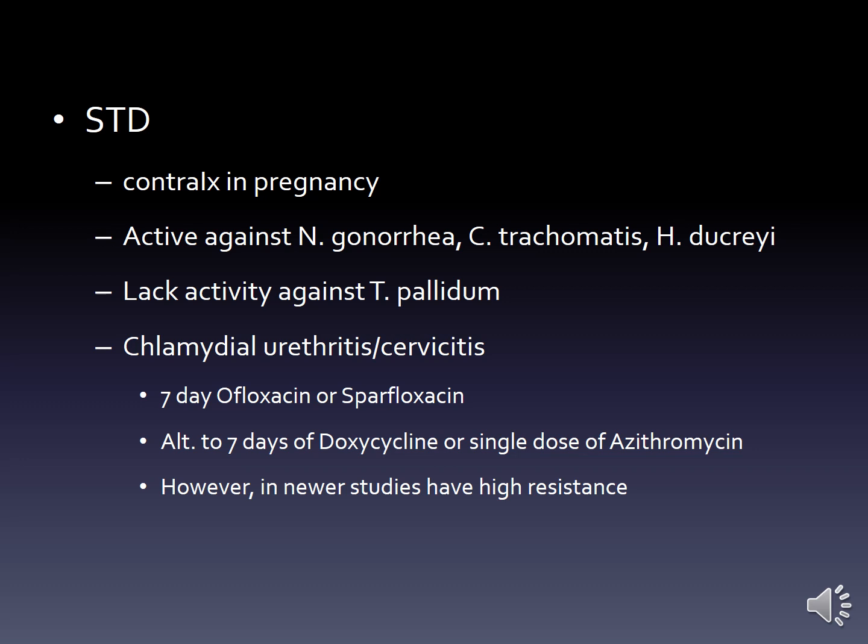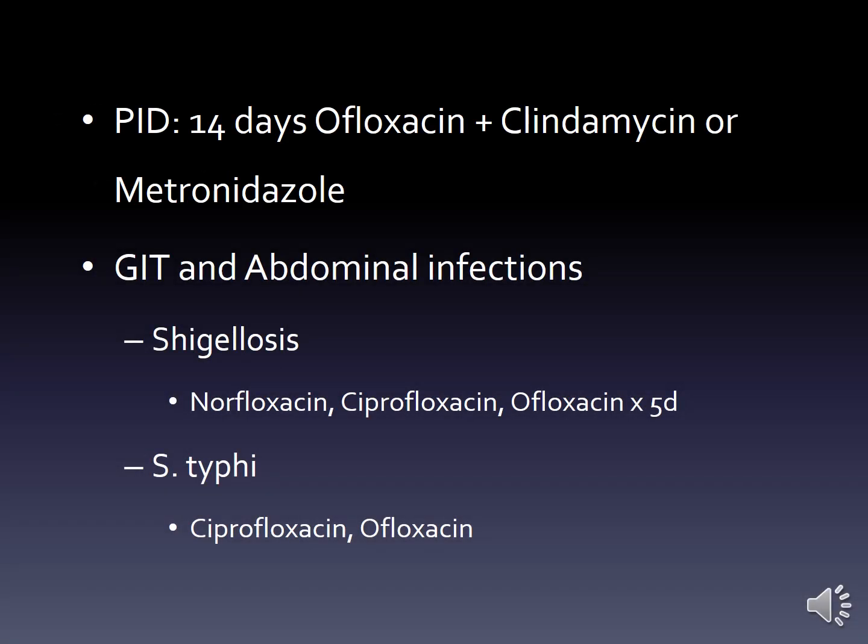Now, for chlamydial urethritis or cervicitis, you give it as a 7-day treatment, and it's given as an alternative to 7 days of doxycycline or a single dose of azithromycin. However, recently, we don't use this anymore because there is very high resistance already. For PID or pelvic inflammatory disease, we give a 14-day course of ofloxacin together with clindamycin or metronidazole. For shigellosis and salmonella infections, it can also be used.